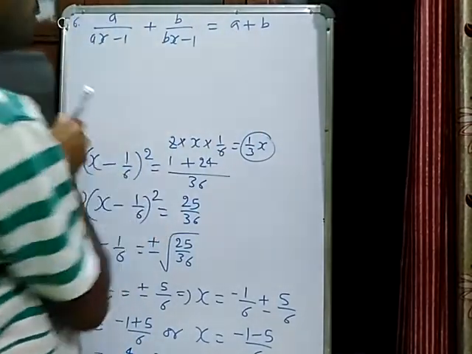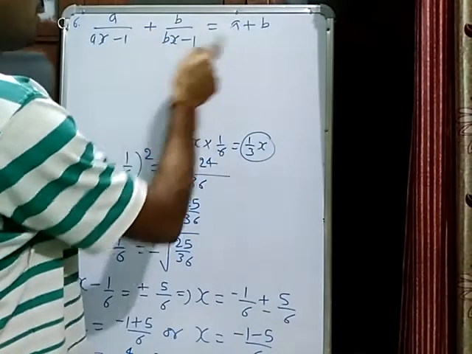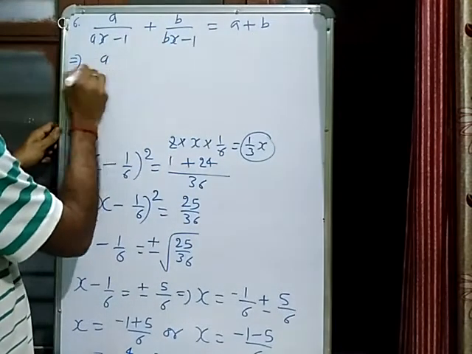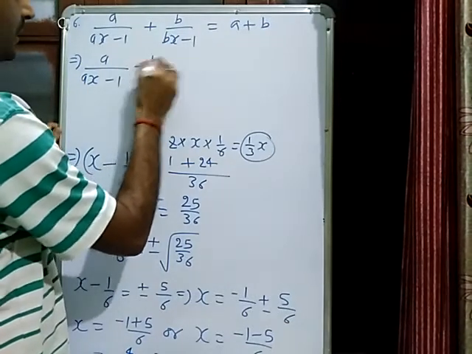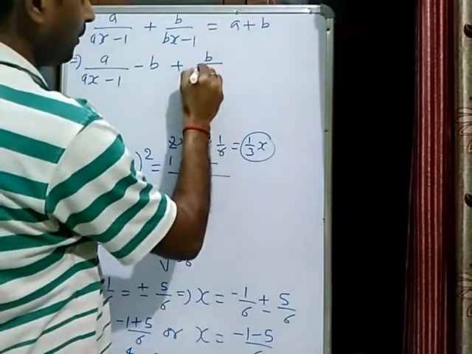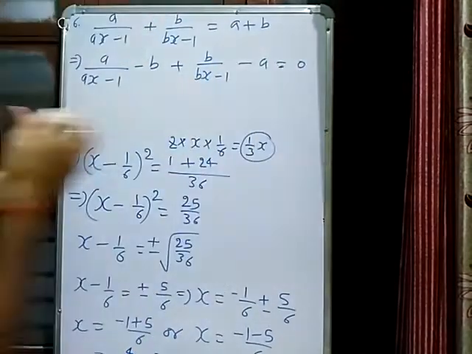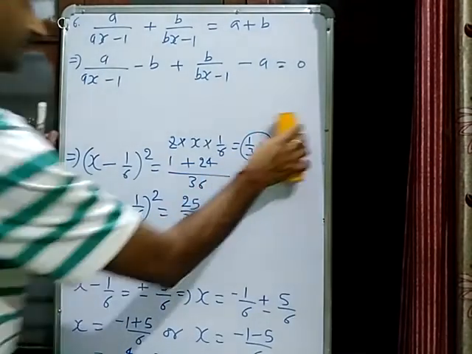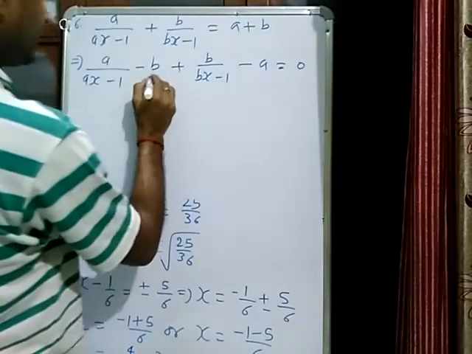So a simple way to solve this type of question: here a upon, take b with it, and b upon, take a with it. In this way, a upon ax minus 1 minus b plus b upon bx minus 1 minus a is equal to, we got, 0. Correct? So we can write it. Then take the LCM in the first two.